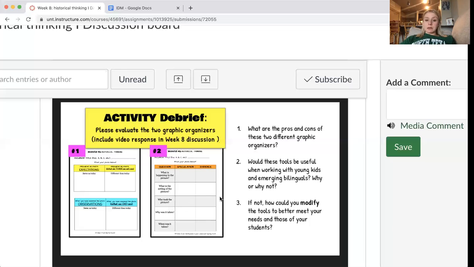Or if you wanted to keep the evidence column, you could only do two questions and then do both columns, or you could even do three questions. So they're really only answering six things or four things and not all 10.